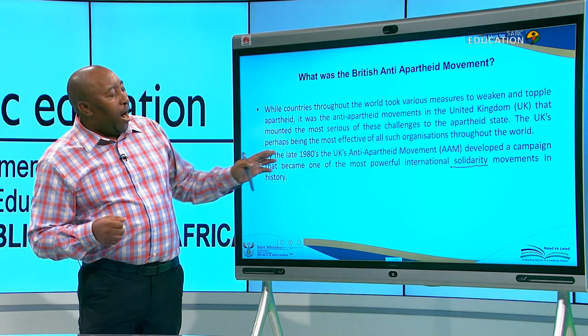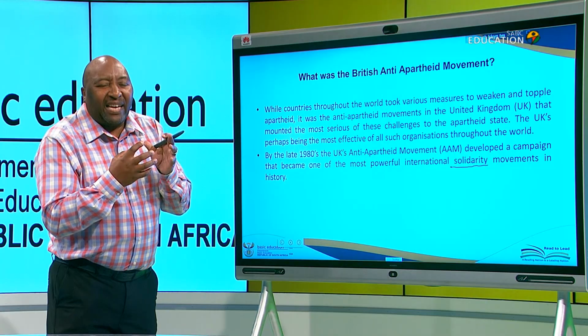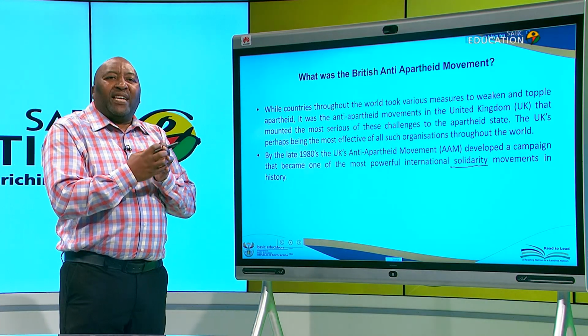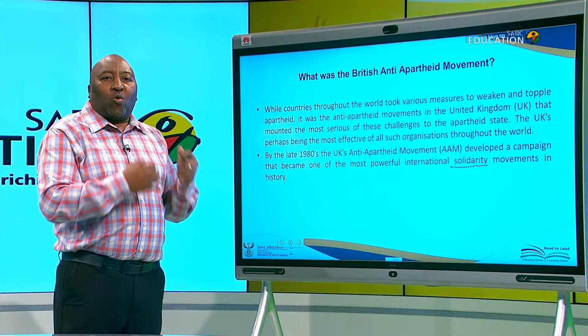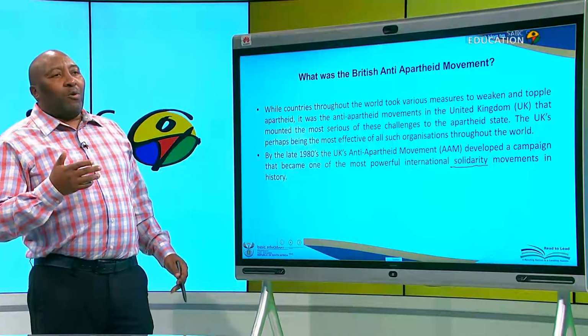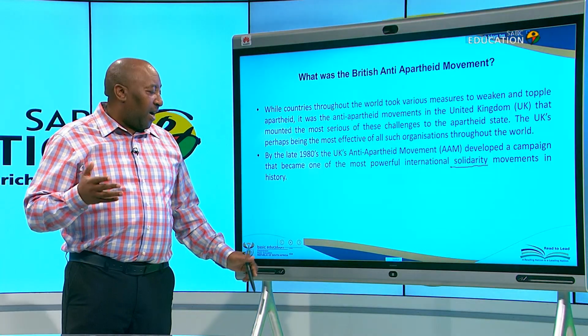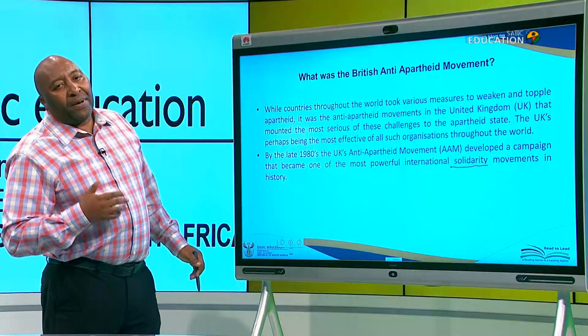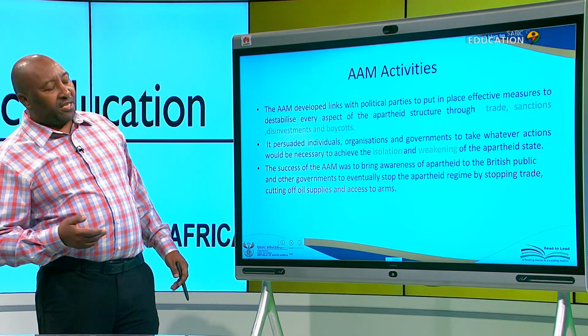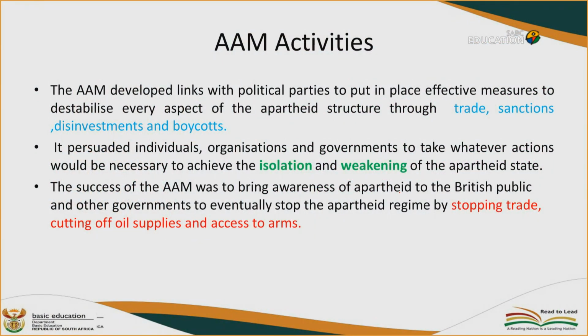Now we will be looking at how this anti-apartheid movement in England or in Britain influenced other governments in other countries to work towards dismantling apartheid in South Africa. We will then be looking at what the activities of this anti-apartheid movement were in ensuring that apartheid is disrupted and finally brought to its knees. As I have indicated, this AAM developed links with political parties to put pressure and to ensure that South Africa is destabilized, and that every form of apartheid structure is broken.